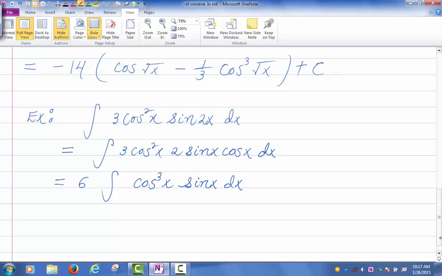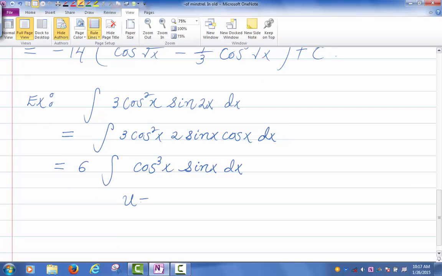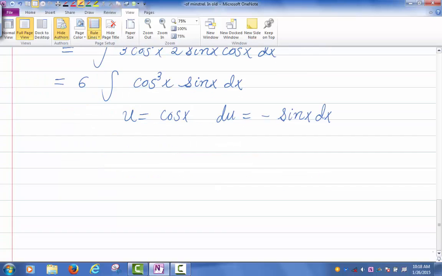So that's why it's easy to work with sine. So here, I really don't have to do anything. All I have to do is take u to be cosine x, and then du would be negative sine x dx, and I would be getting 6 times the integral of u cubed, and it's basically negative du, right? So I'll just write the negative outside.